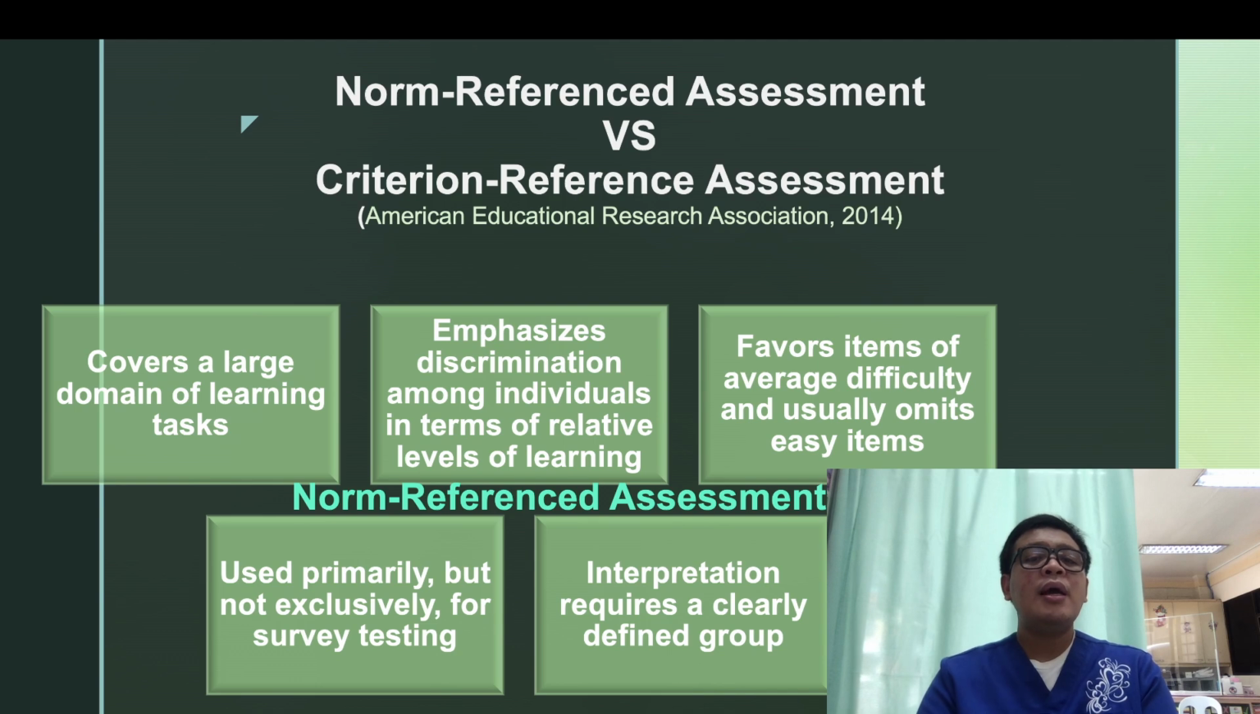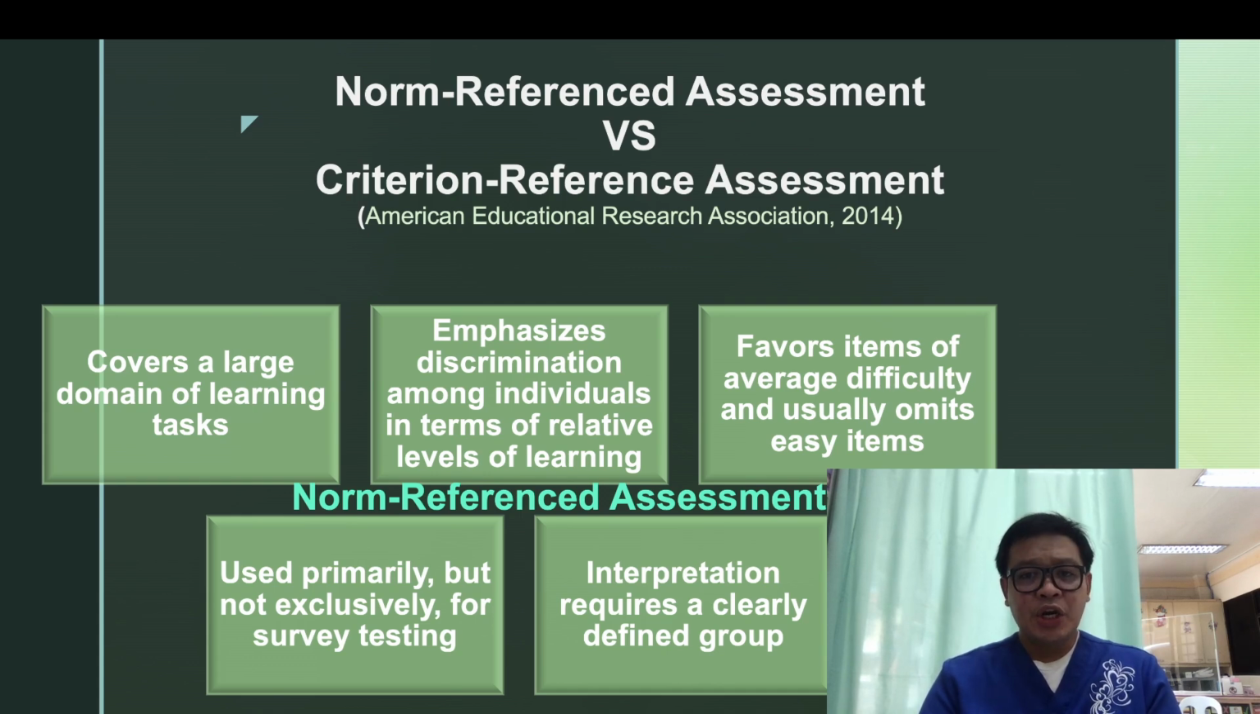So, norm reference assessment versus criterion reference assessment. This is according to the American Educational Research Association of 2014. When you say norm reference assessment, this covers a very large domain of learning tasks. It emphasizes discrimination among individuals in terms of relative levels of learning, and of course, it favors items of average difficulty and usually omits easy items. Norm reference assessment is used primarily but not exclusively for survey testing, and interpretation requires a clearly defined group.